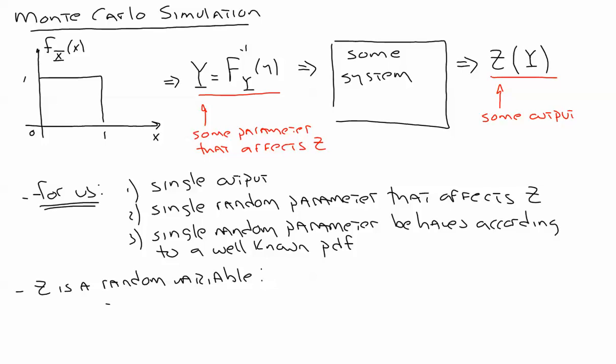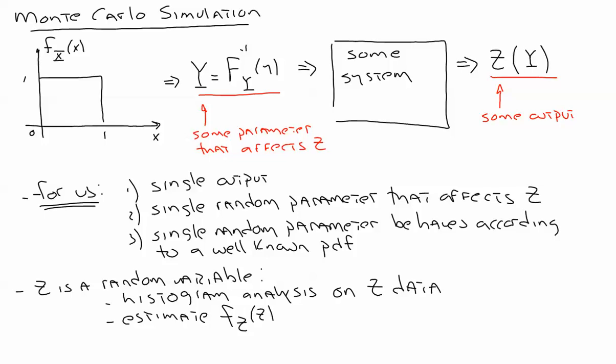And so I can perform histogram analysis on my data points in Z, normalize my histogram to get a PDF estimate for Z, calculate the mean squared, variance, standard deviation, etc. Plot the probability density function if I want.